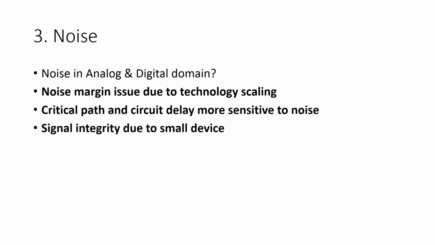Now we will be discussing noise. Noise is very important, because we know that signal integrity issues are there, and that is why we must analyze the noise. We must design such that the interconnect network is minimally affected by noise. Noise is always there in analog circuits, digital circuits, and all different circuits. Noise margin issues arise due to technology scaling. For digital, we have to consider noise margin. With scaling, noise margins are reducing. As a result, the probability that digital signals are affected by noise is increasing.